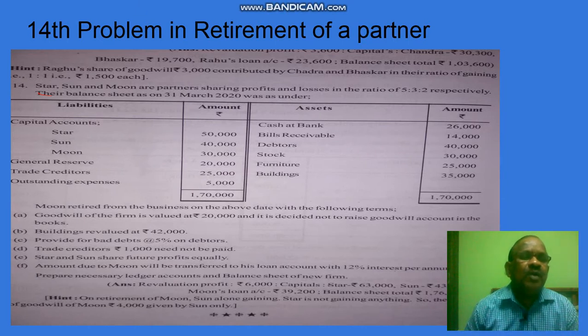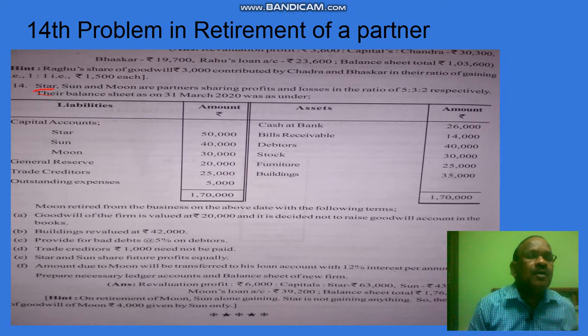So here we directly write only one entry. It is the continuing partners to retiring partner, and in this problem we are learning that and how to calculate the gaining ratio. According to the gaining ratio only, the old partners or the continuing partners share the goodwill of the retiring partner. So here the problem, I will read the problem.